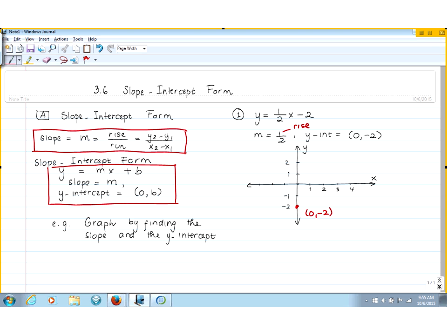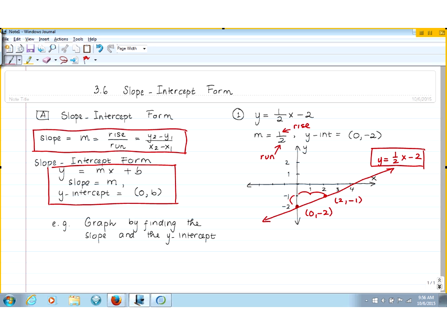Now, the slope is half, so this is your rise and this is your run. So rise 1. What does it mean to have a rise 1? Go up 1. So I go up 1 here, and then run is 2, so we go to the right 2. So this one is 2, comma, negative 1. This is the line y equals half x minus 2. From my y-intercept, I go up 1 and then go to the right 2. And then I just draw the line and label the line.